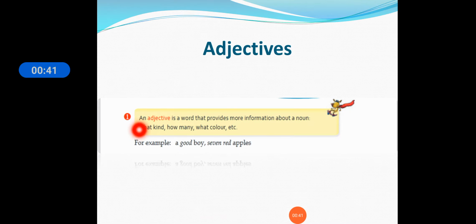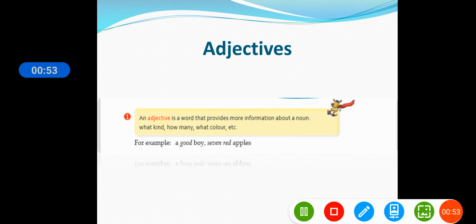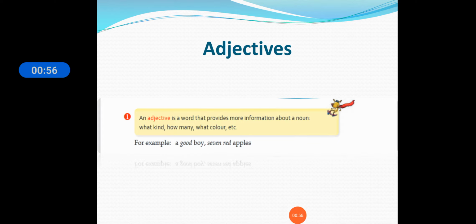Now, what is an adjective? An adjective is a word that provides more information about a noun: what kind, how many, what color, etc. For example, a good boy, 7 red apples. So, an adjective is a word that gives more information about a noun. What kind, how many and what color, etc. These are the different things it gives about a noun.